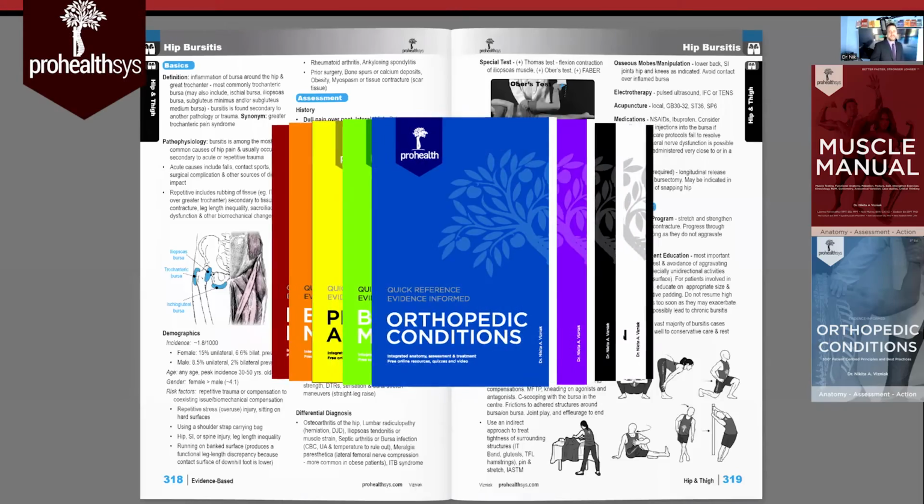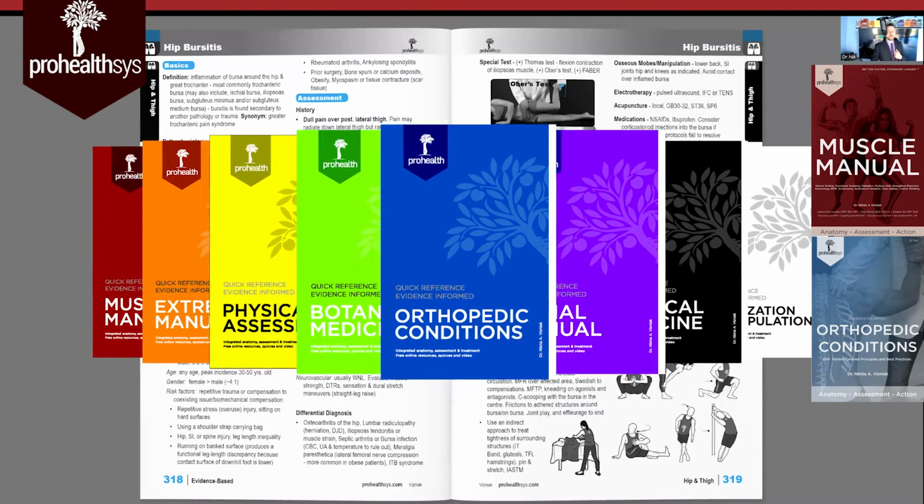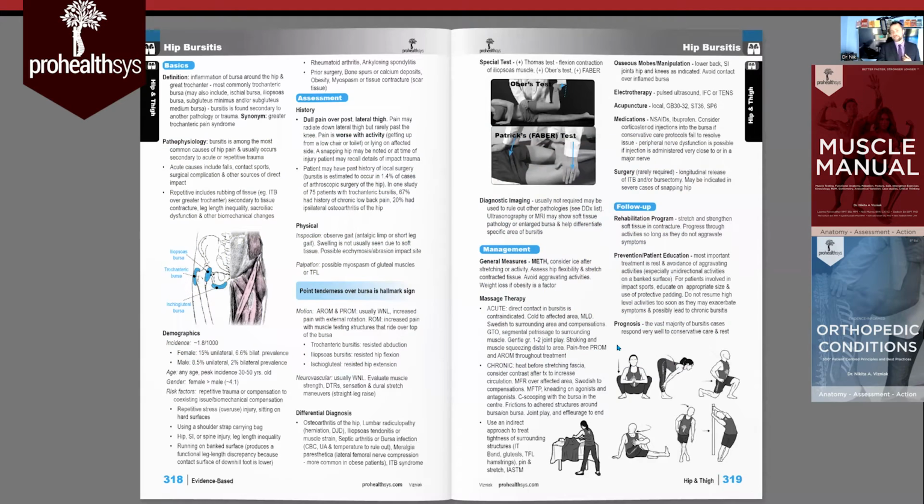All right, here we are back in the game, and now we're going to be talking about hip bursitis. And I cannot stand the diagnosis of bursitis because it should be hip bursitis secondary to what is the actual cause of the bursitis.